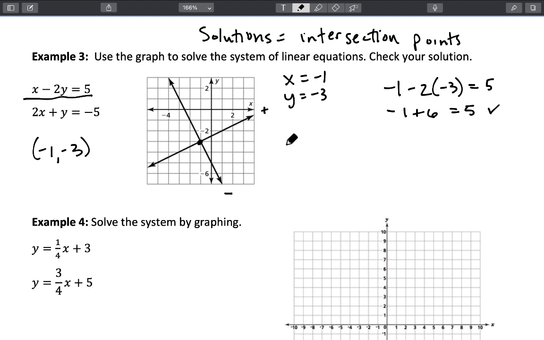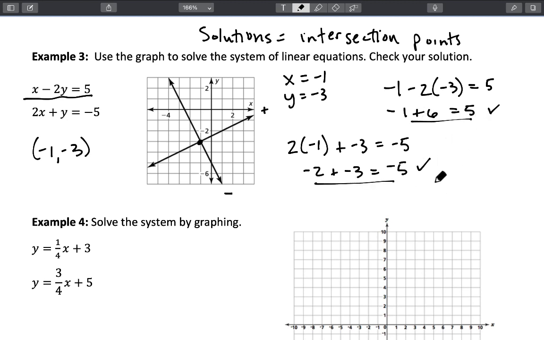Our next one says 2 times our x value plus our y value should be equal to negative 5. So let's check that out. We've got negative 2 plus a negative 3 is equal to negative 5. Yeah, that's true too. So our statements are both true, and that means the intersection point here of (-1, -3) is the solution to our system.